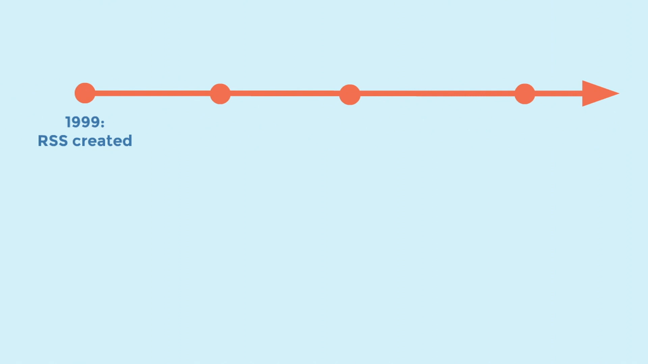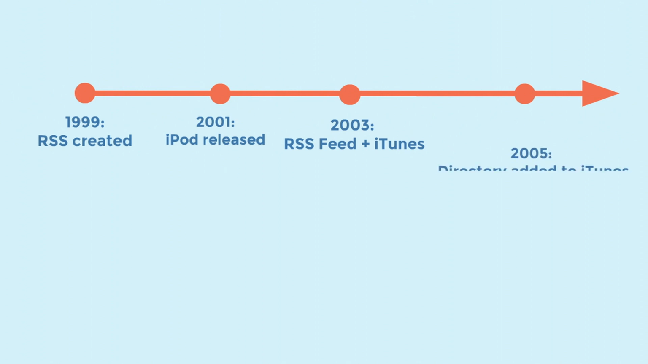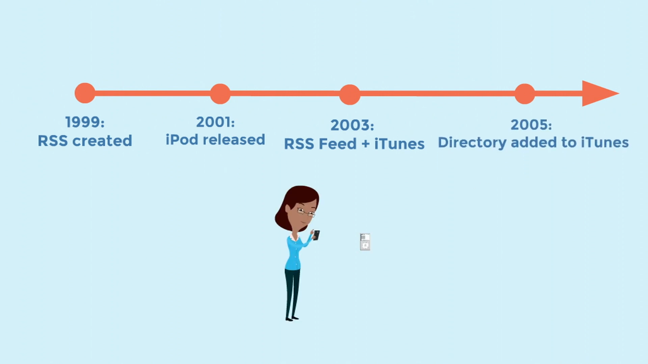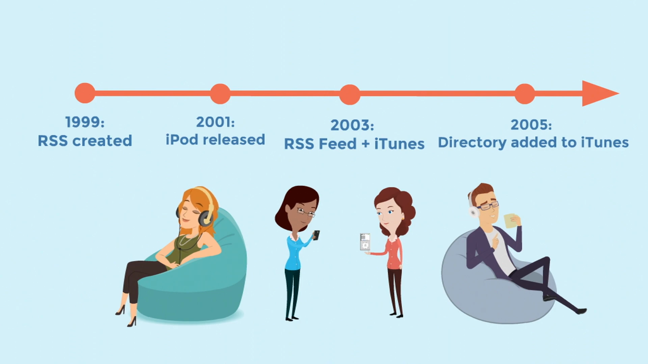A few years later, in fall 2001, the first iPod was released. The iPod allowed people to carry around their entire music library in their pockets. No more tapes or CDs. In 2003, it becomes possible to send MP3 files to an iPod using iTunes via an RSS feed. Then, in 2005, the explosion. Apple adds a directory for podcasts to iTunes. Now, millions of users had access to podcasts, and within 2 days, there were over 2 million downloads. People were eager to listen and try out this medium.